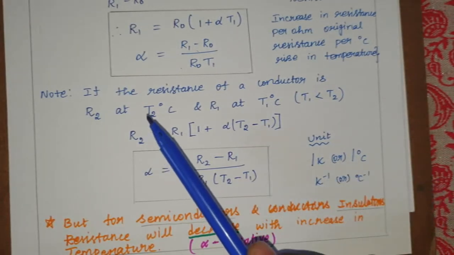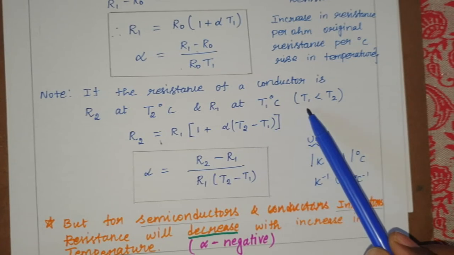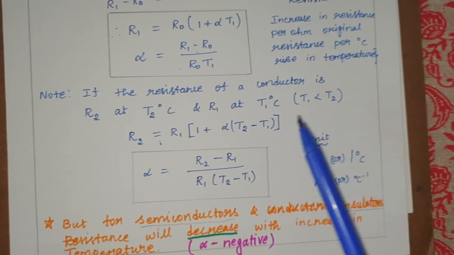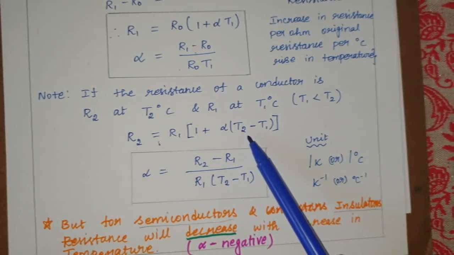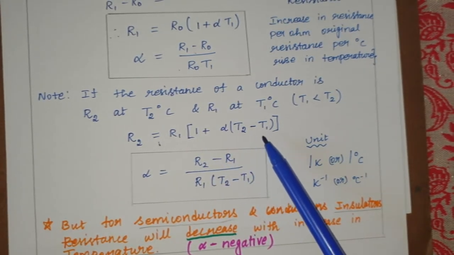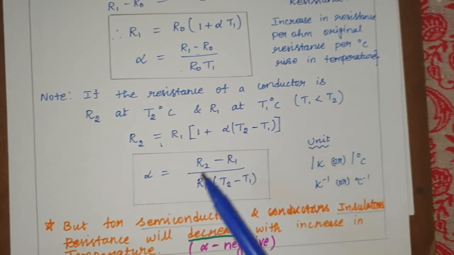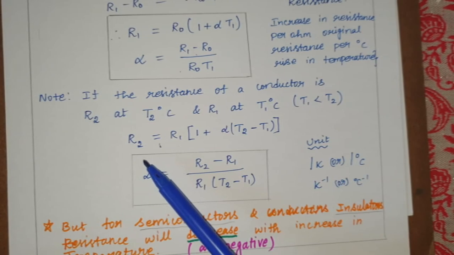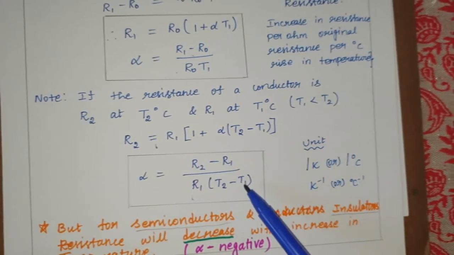So if the resistance of the conductor is R2 at T2 degree Celsius and R1 at T1 degree Celsius, that means T1 is less than T2, we have to take. So R2 is equal to R1 into (1 plus alpha into (T2 minus T1)). That means delta T. The general formula we have studied. From here, if you take R1 to this side, it becomes alpha equals R2 minus R1 divided by R1 into (T2 minus T1), that is R1 into delta T.